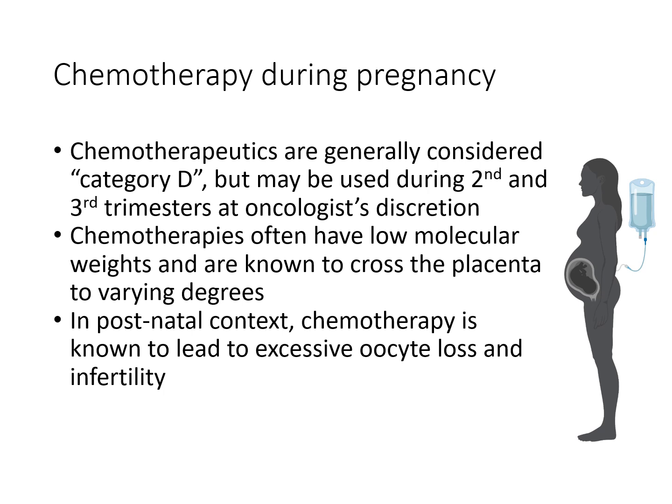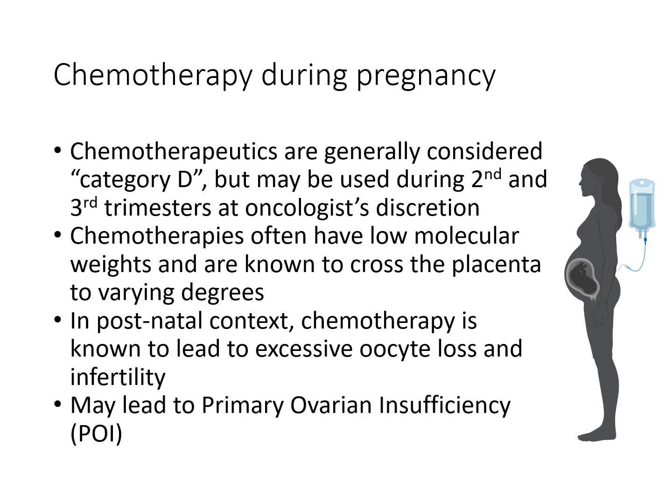And again, in the postnatal context, chemotherapy is known to lead to excessive oocyte loss and infertility, including, as I mentioned before, the development of primary ovarian insufficiency, which is that premature loss of ovarian follicles, which can then result in not just infertility, but loss of the ovarian steroid hormone production and ovarian function itself. And again, overall women's health relies on the proper functioning of the ovaries to support endocrine balance.